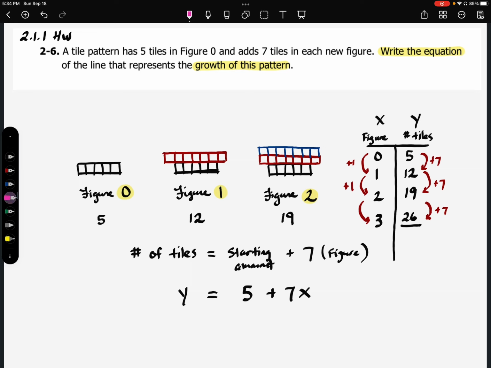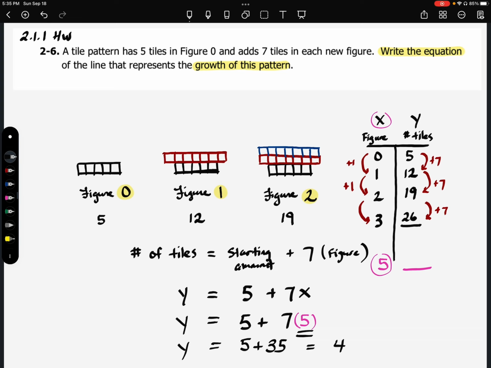So if I wanted to say, hey, how many tiles would I have on, let's say, our 5th figure? How many tiles would we have? Well, we could think of this 5 as our x value. We could plug it in here. I'm going to put in 5 right here. I'm going to do 5 plus 7 times our figure number. So when we think about that, 7 times 5 is 35. We have 5 plus 35, which should equal our y, which would then end up being 40. So we should have 40 tiles in our 5th figure.